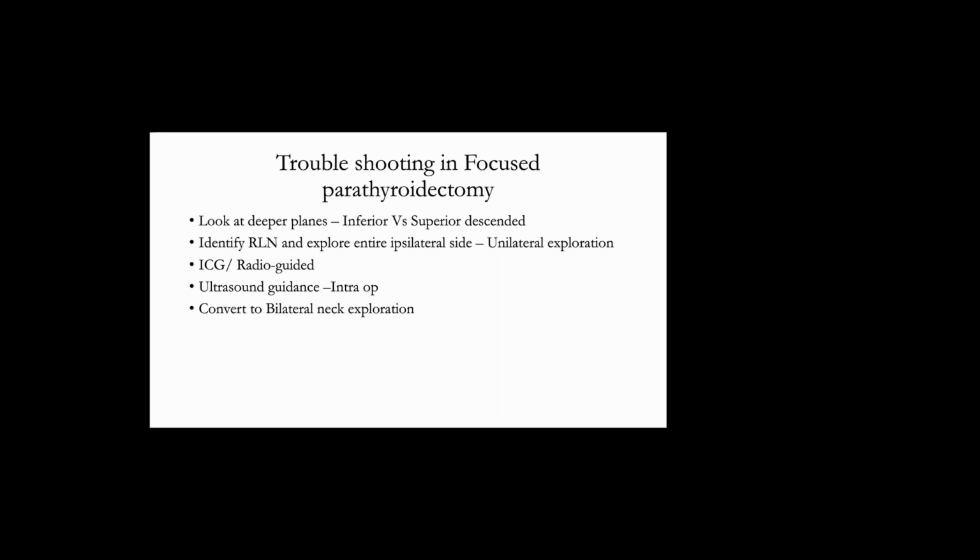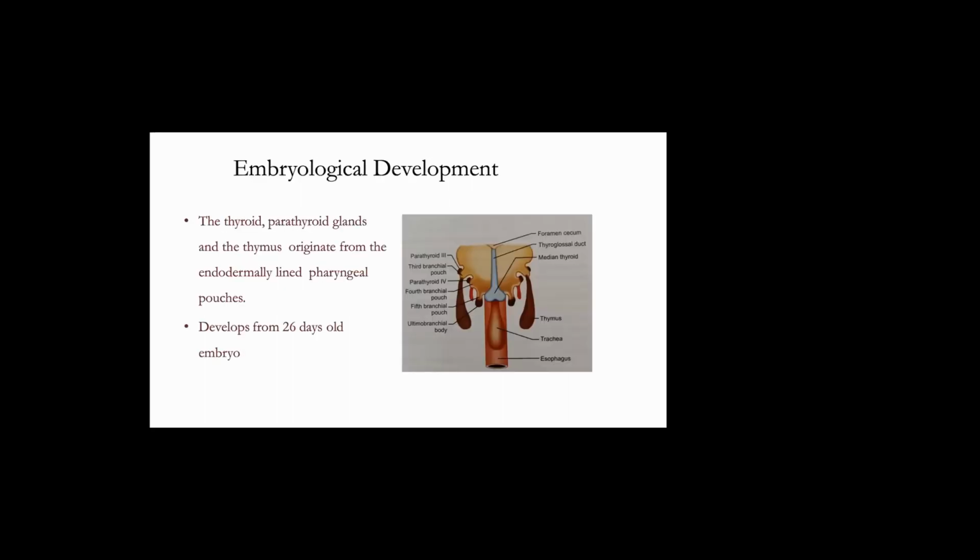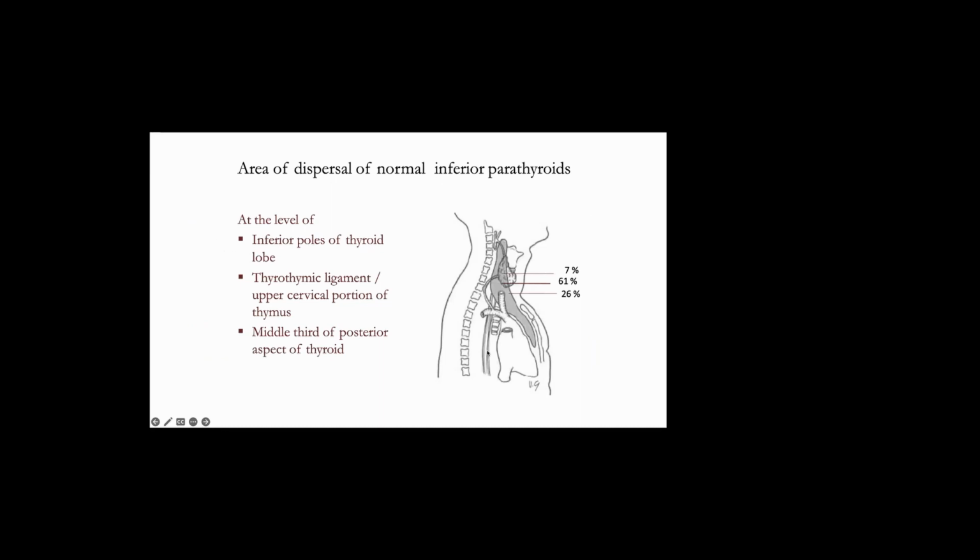If none of it is helping, please convert it to bilateral exploration, where you open the neck like you open for thyroid. And here comes the knowledge of embryology and anatomy of the parathyroid. The simple things that we all know: the parathyroid glands develop from the pharyngeal pouches, the superior develop from the fourth and the inferior develop from the third. Here is the importance of all these things. Please remember that the superior develops from the fourth and stays there, and the inferior, along with the thymus, travels below. So there is an area of dispersal for normal inferior parathyroid glands.